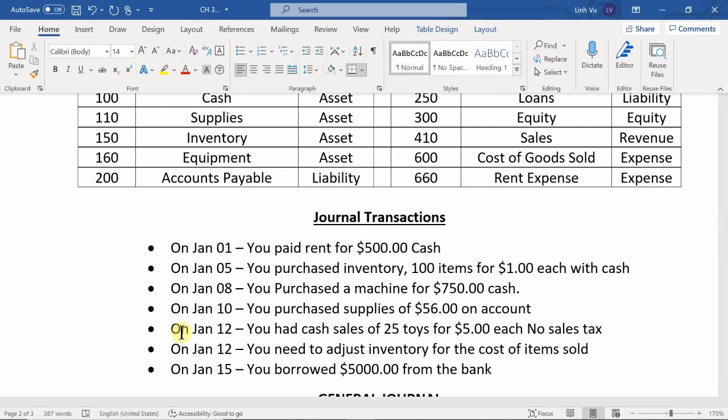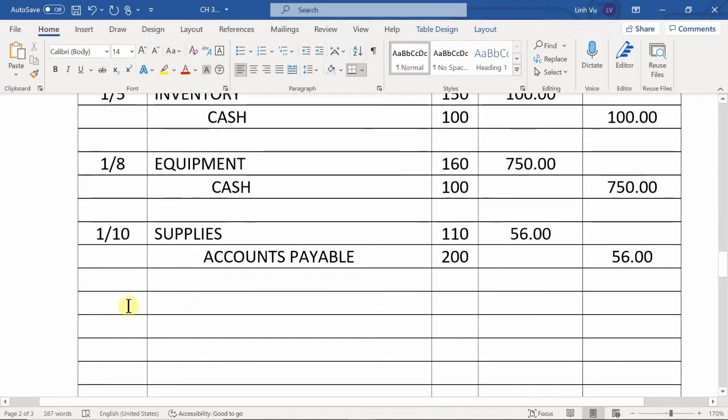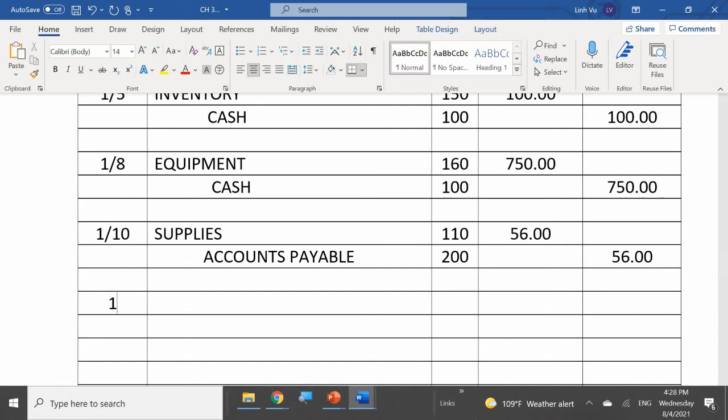And I sold it for $5 each. You had cash sales of 25 toys at $5 each. So it's cash sales? Right. We received money, right? Because we sold the product. So in this case, yes. We're going to increase our cash because that's exactly what we did. We sold our toys to our customers.